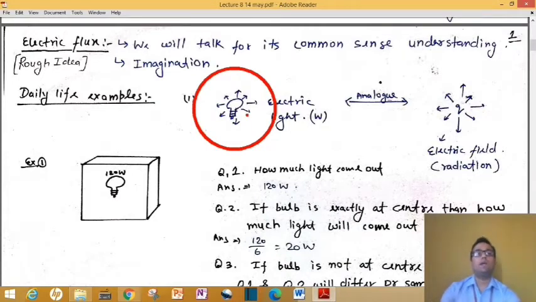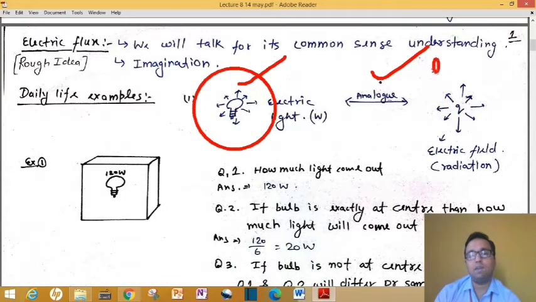If I ask you that I want to measure the light that is coming out of this bulb, got my point, that I want to measure the amount of light that is emerging out of this bulb, how will I measure this? I want to measure that light or that radiation. Same like that, we have its analog term, that is called charge.